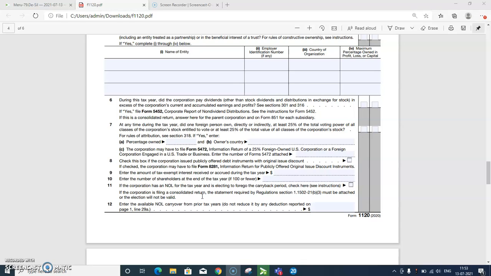Now question number 7. Check the yes box if one foreign person owned at least 25% of the total voting power of all classes of stock of the corporation entitled to vote, or at least 25% of the total value of all classes of stock of the corporation. The constructive ownership rules of section 318 apply in determining if a corporation is foreign owned. See section 6038A(c)(5) and the related regulations.